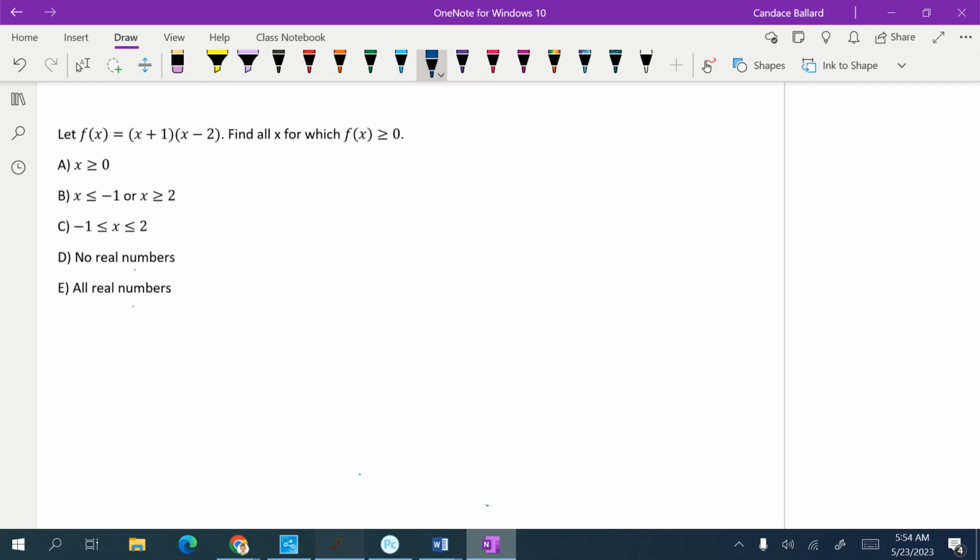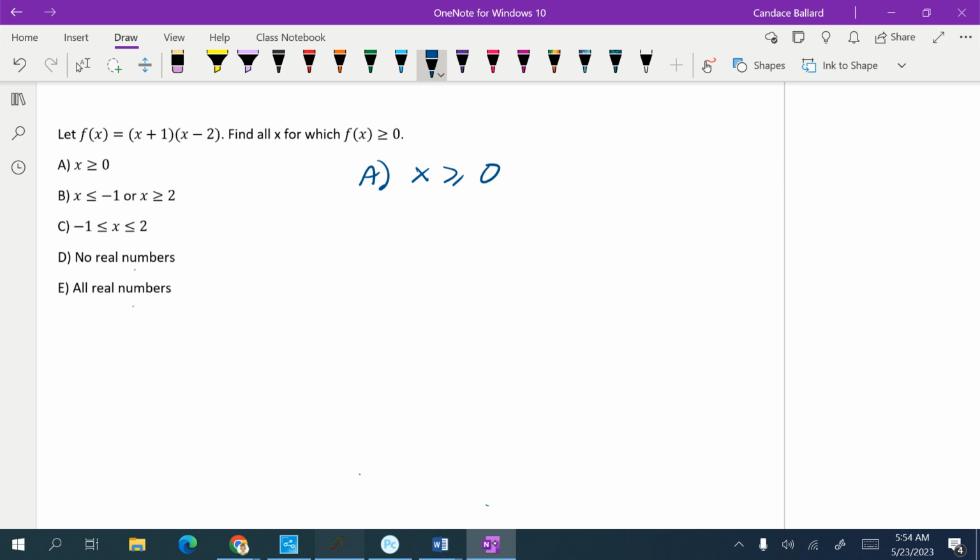We're going to let f of x equal (x plus 1) times (x minus 2), and we're supposed to find all x for which f of x is greater than 0, or the y value, our answer, is greater than 0. Since we have multiple choice, I'm going to use process of elimination to do this one. So I'm just going to start testing the values that could go in here.